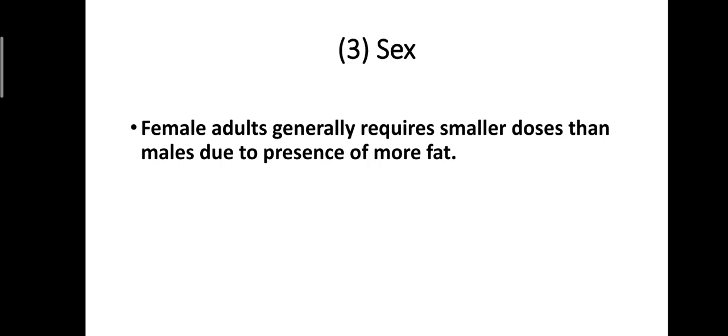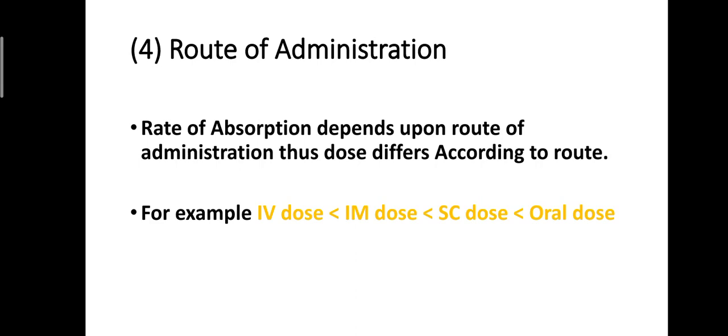Sex: female adults generally require a smaller dose than males due to the presence of more fat. Route of administration: the intravenous route requires a small dose because in this type of administration the drug directly enters the bloodstream. Second, the oral route requires a large dose because oral doses are taken into the mouth cavity and require degradation, and some of the dose is wasted in degradation and absorption. In this process the oral route requires a large dose.